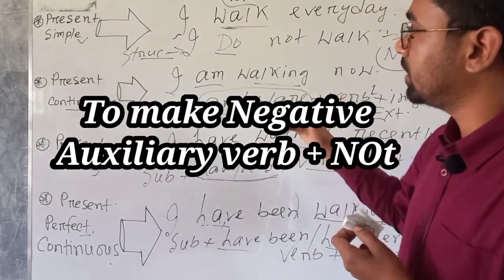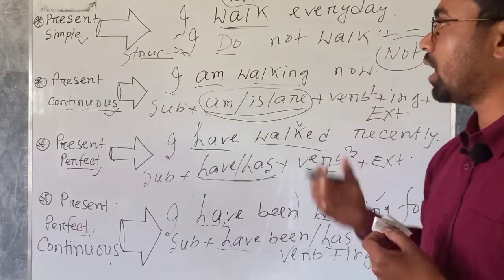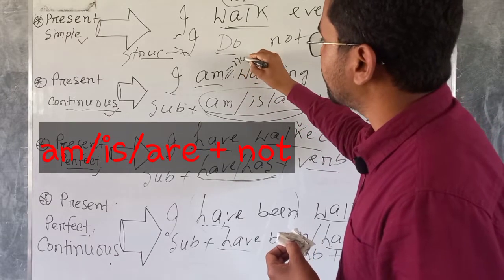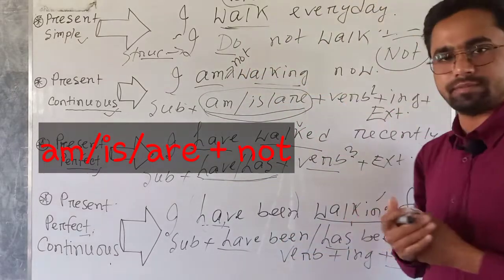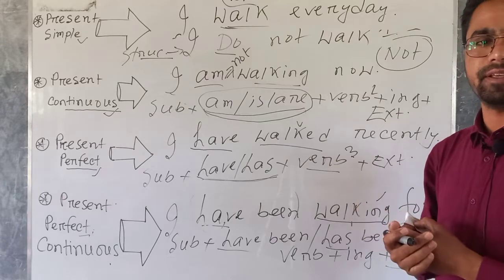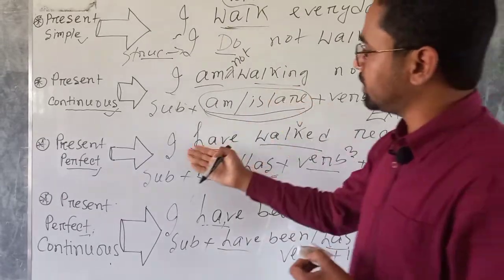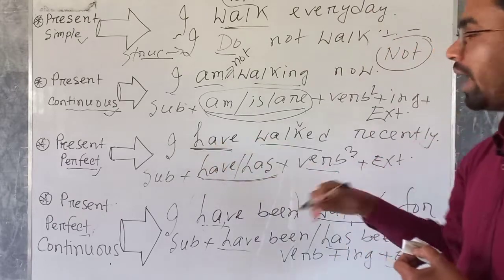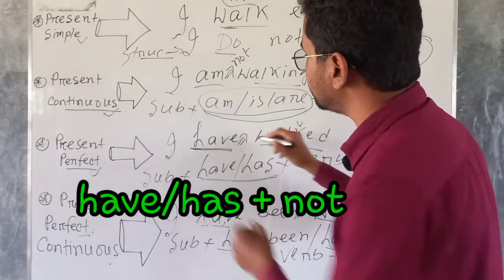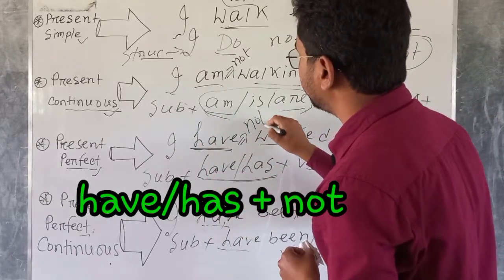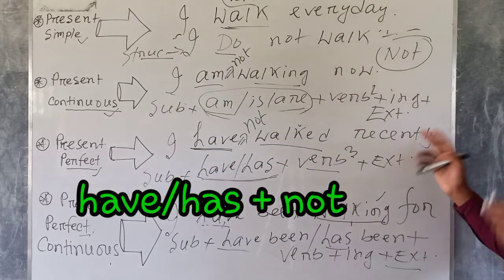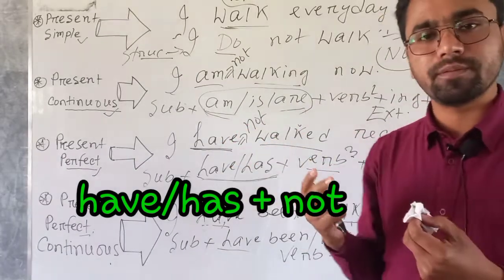So, if you want to make the sentence negative, you only need to put not after the auxiliary verb. I am working now. If I want to make the sentence negative, put not there: I am not working. This is the negative form of the sentence. So easy. So don't worry, keep watching. And in the next sentence, I have the auxiliary verb have. If you want to make the sentence negative, then you need to put not there. I have not worked recently. So easy.